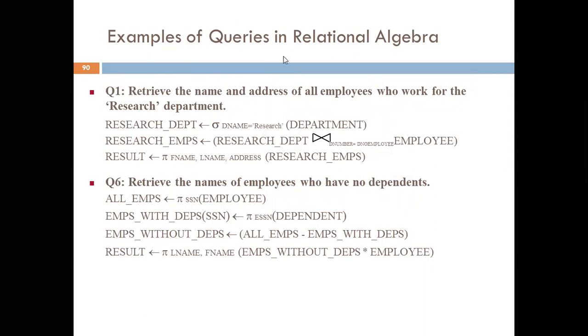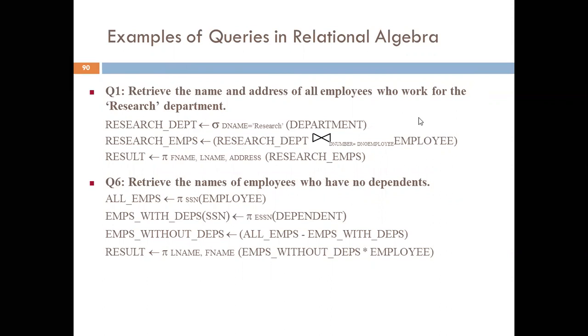Now, examples of a few relational algebra queries. Retrieve the name and address of all employees who work for the research department. We need the name and address of an employee who works in the research department. But in the employee table, only the department number is present and not the department name. So first we have to extract the department number for research. Then that particular condition is applied to the employee.